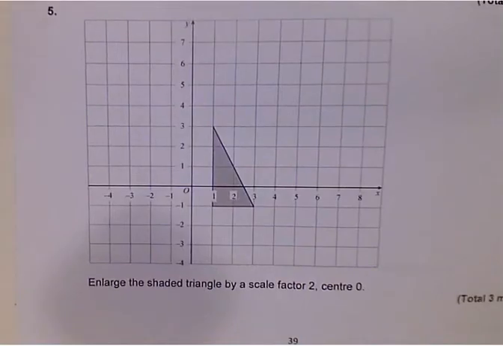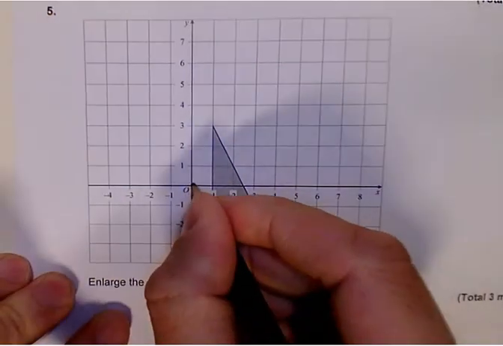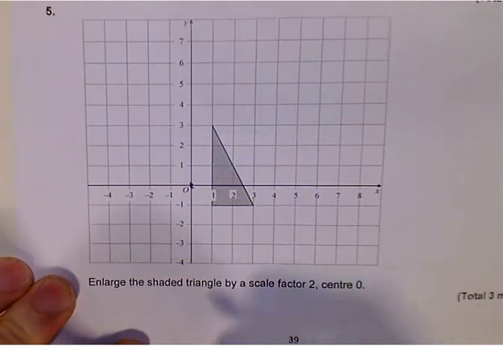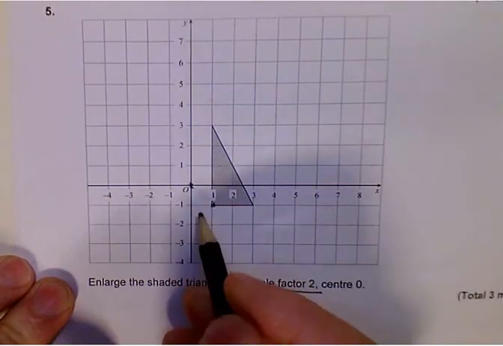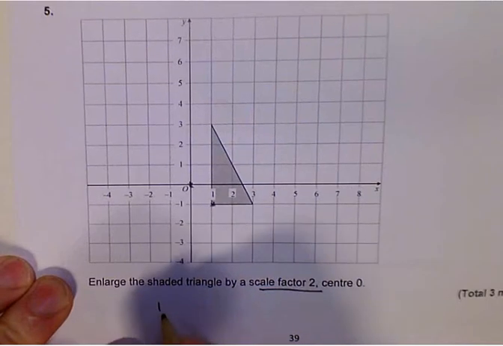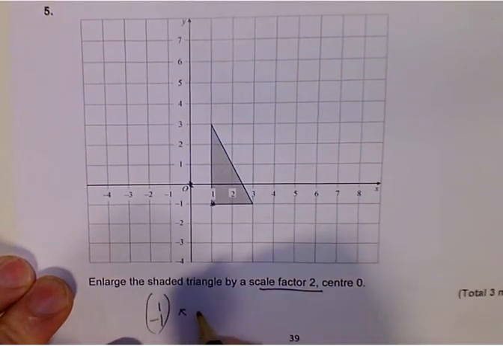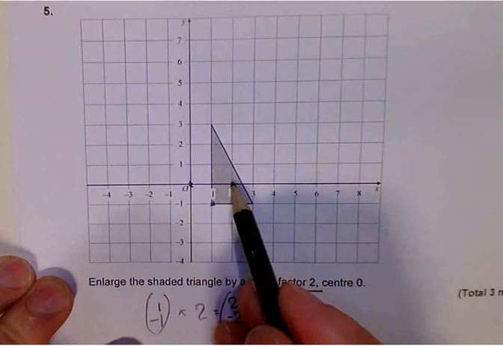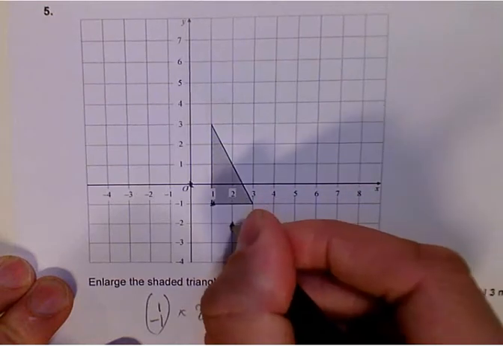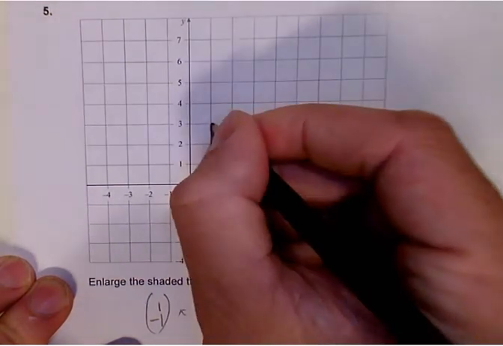The last question I'm going to do is this one. Enlarge the shaded triangle by scale factor 2, centre O. Now, I look at it and go, there's my centre of enlargement. And I'm making everything 2 times bigger. Well, how do I get from there to there? Well, I move 1 right and 1 down. I've done it like a vector. Times that by 2. Comes to 2, minus 2. So that means 2 right, 2 down. That's my new point.